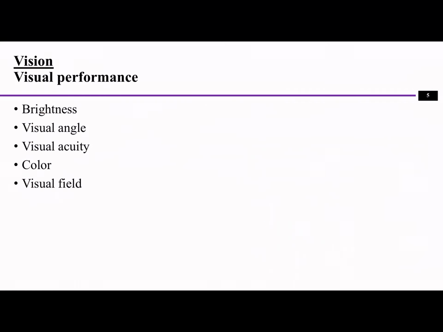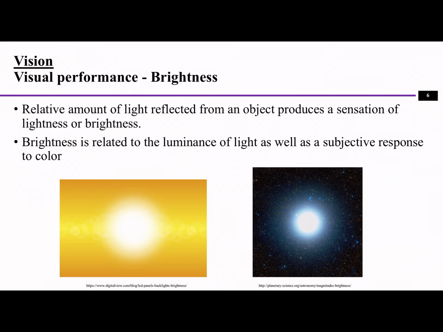And so we can use different ways to describe visual performance, for example brightness, visual angle, visual acuity, color, and also visual fields. These concepts are very fundamental and basic to our vision. Now let's look at each of those. Brightness is basically the relative amount of light reflected from an object, and you can tell from the two pictures, even with different backgrounds, that the brightness can be described here.